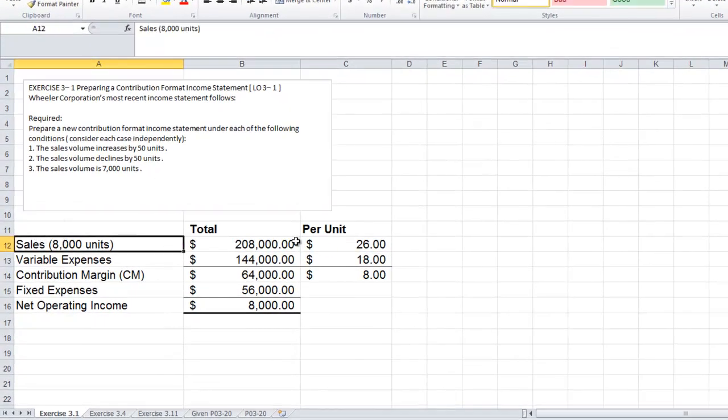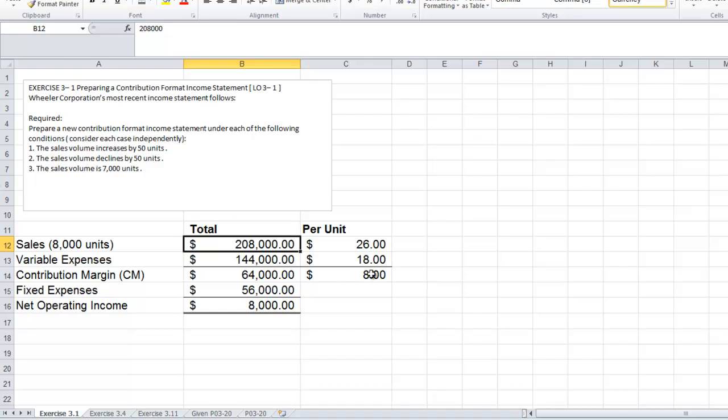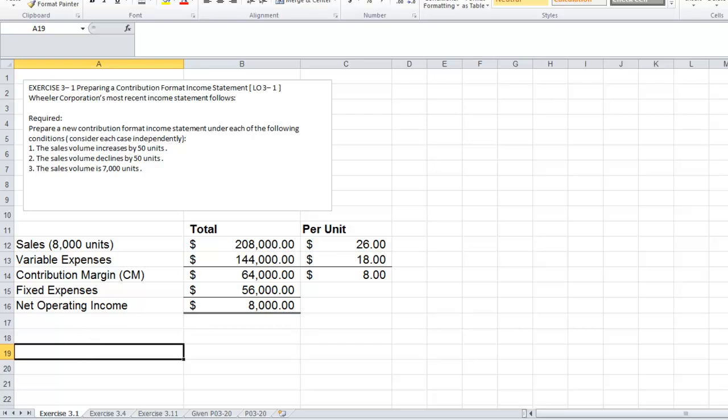They had sales of 8,000 units for $208,000, or $26 per unit. Variable expenses $144,000, or $18 per unit. Contribution margin $64,000, or $8 a unit, and fixed expenses were $56,000. Net operating income was $8,000. Required: prepare a new contribution format statement under the following conditions. Consider each case separately. So the first one we're going to do is sales volume increases by 50 units.